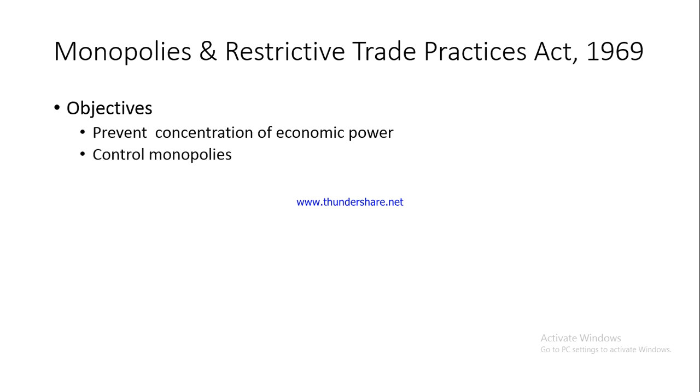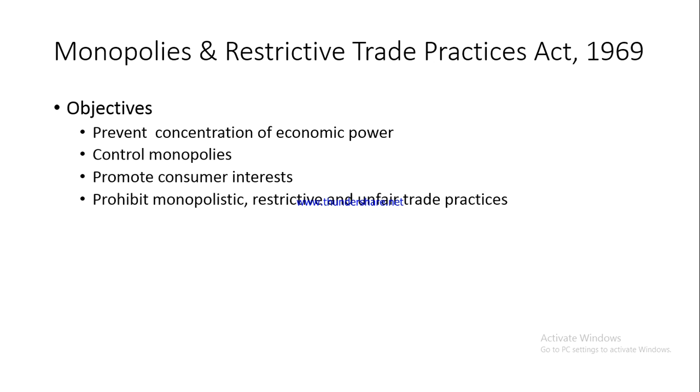As I said, controlling the monopolies, and I have given you the reason why: to promote consumer interest. You know that once a monopoly is there, it is likely to exploit the consumers. And lastly, the objective of this particular act was to prohibit monopolistic, restrictive and unfair trade practices. We have understood what we mean by the monopolistic practices. We'll be talking about what we mean by restrictive and unfair trade practices also.